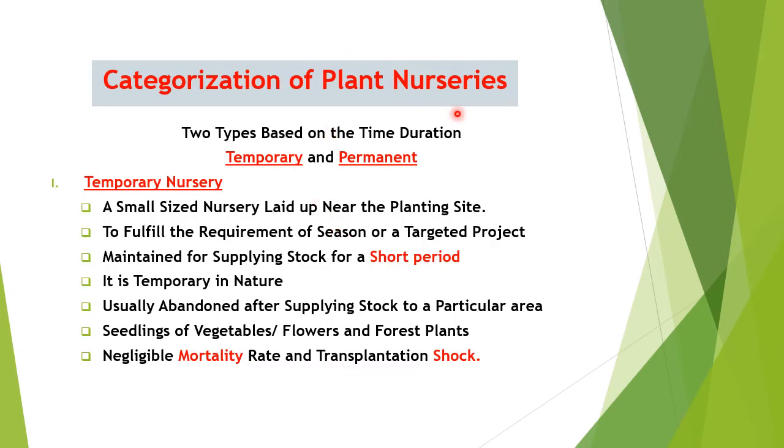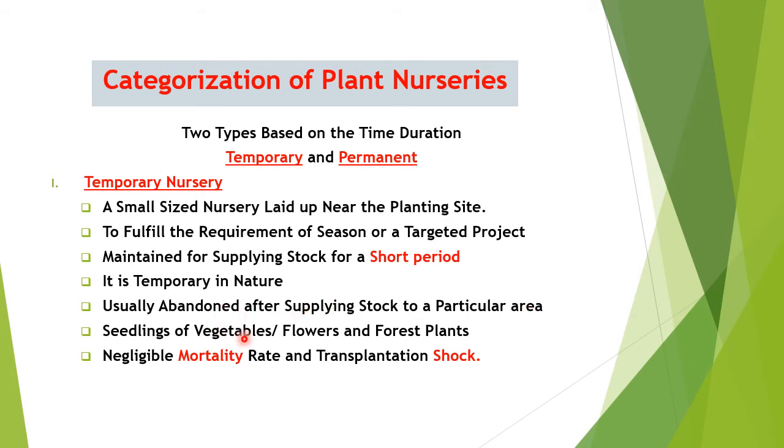Categorization of plant nurseries. Two types based on the time duration: temporary and permanent. A temporary nursery is a small sized nursery laid out near the planting site to fulfill the requirement of a season or a targeted project, maintained for supplying stock for a short period. It is temporary in nature. You make a nursery near the plantation site, and when the plantation is done, you usually abandon it after supplying stock to a particular area.